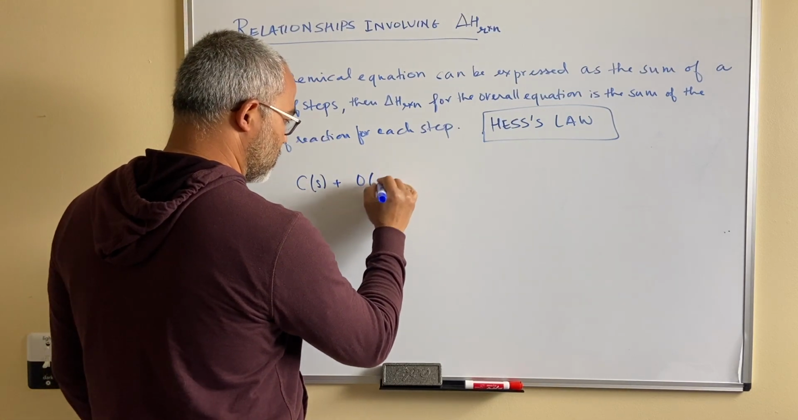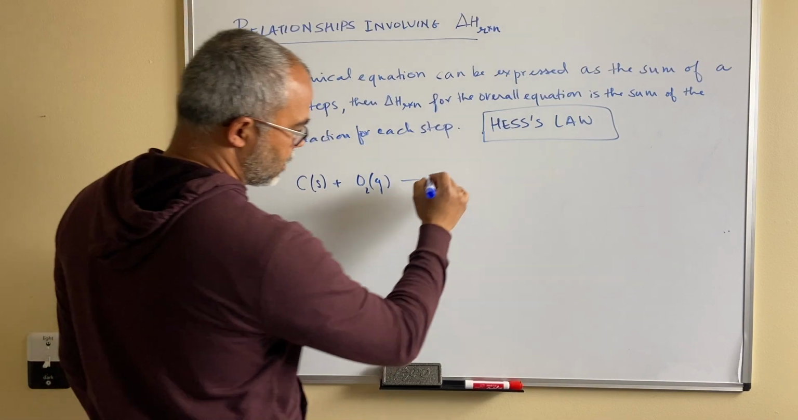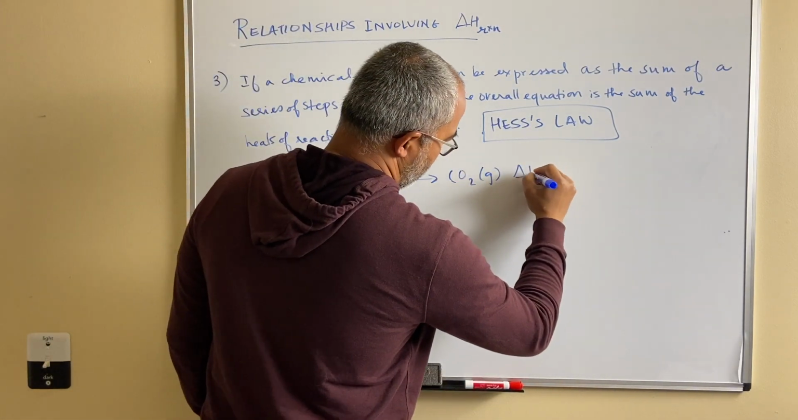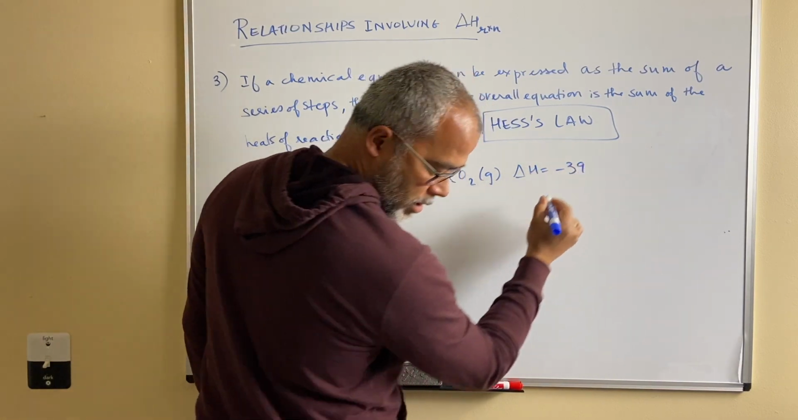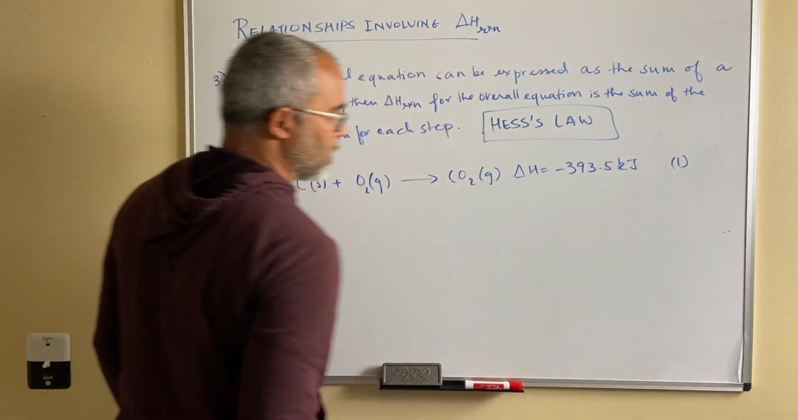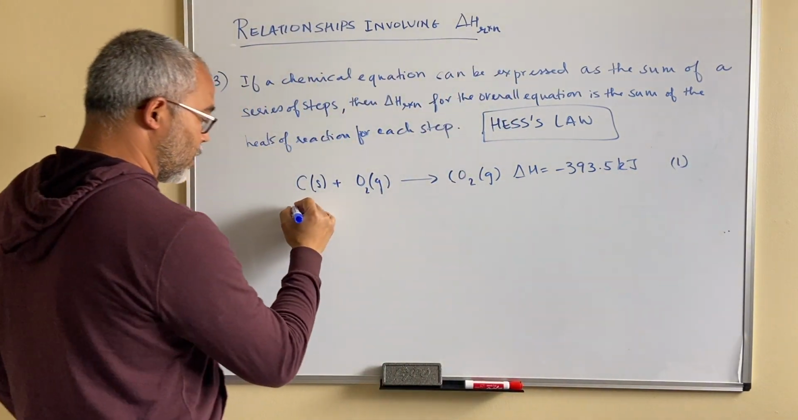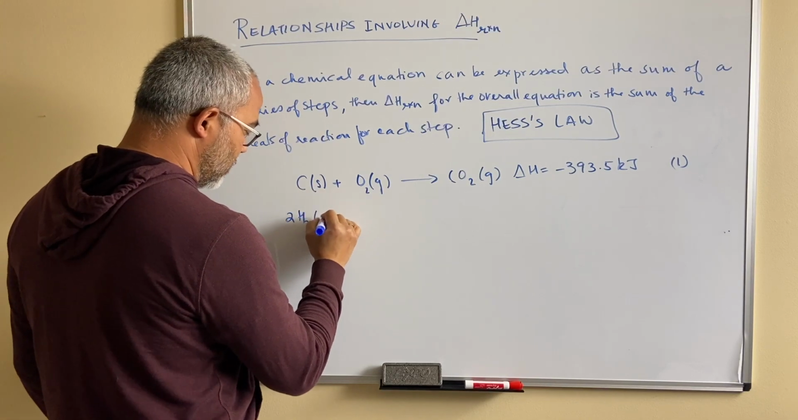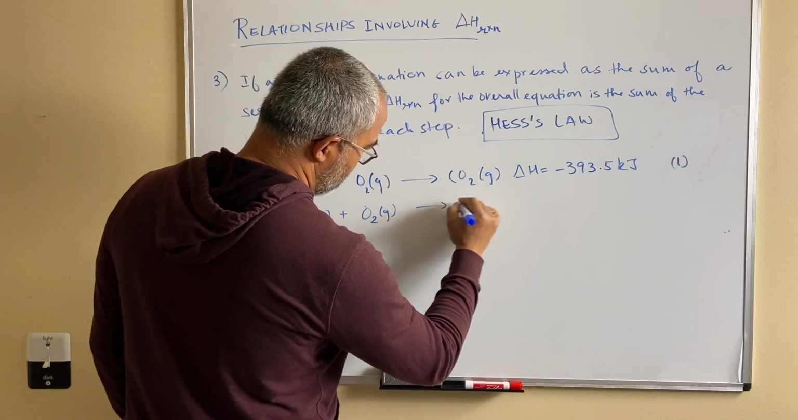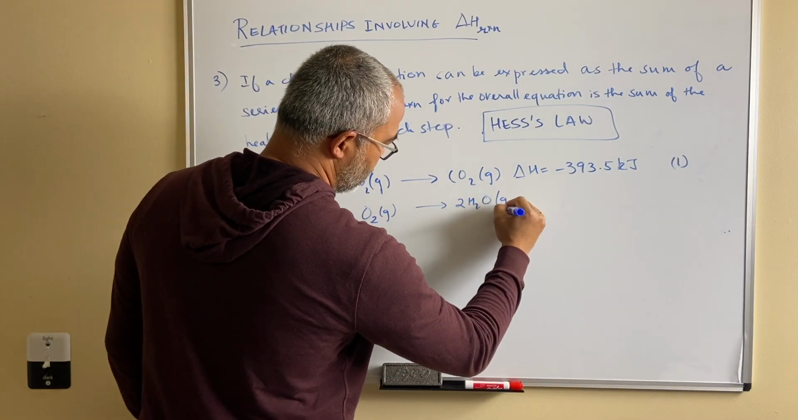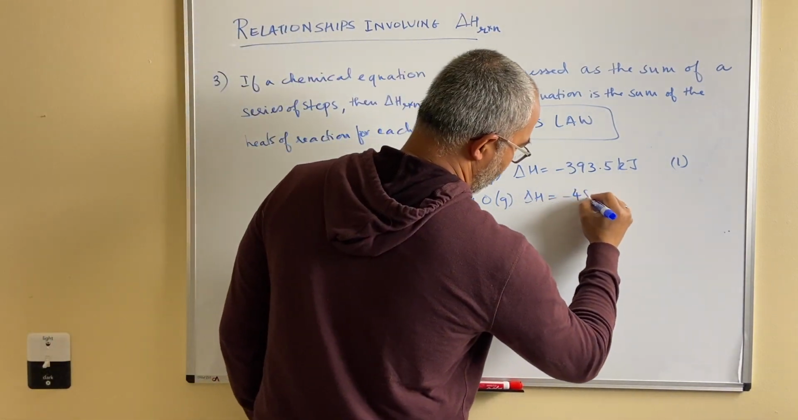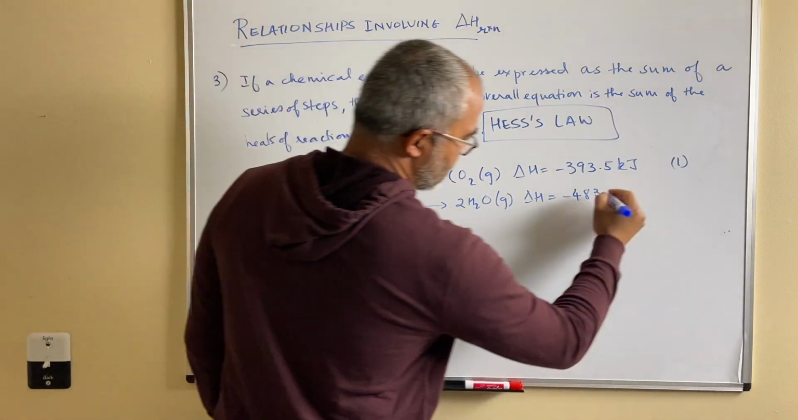Okay, so take for example these two reactions. Carbon plus oxygen gives us CO2, and delta H for this is minus 393.5 kilojoules. Let's call that equation 1. And then let's say we have another chemical equation, 2H2 plus O2 gives me 2H2O, and delta H for this is minus 483.6.